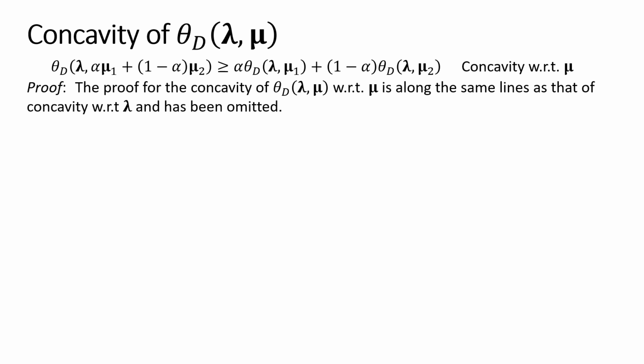The next part of the proof is concavity with respect to mu. So I have to prove that theta d of lambda comma alpha mu 1 plus 1 minus alpha mu 2 is greater than or equal to alpha theta d of lambda, mu 1 plus 1 minus alpha theta d of lambda, mu 2. The proof for concavity of theta d of lambda, mu with respect to mu is along the same lines as that of concavity with respect to lambda and has been omitted.